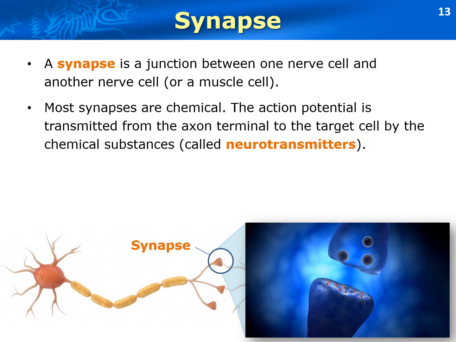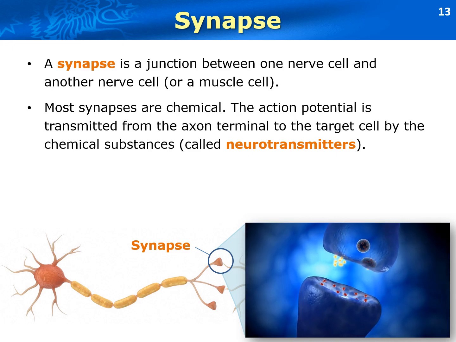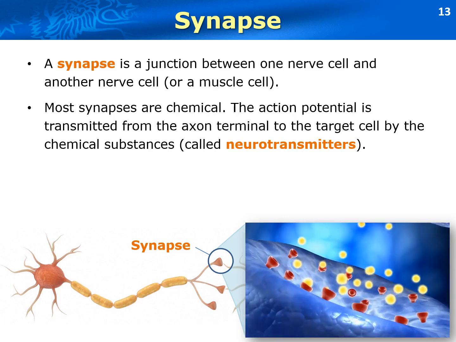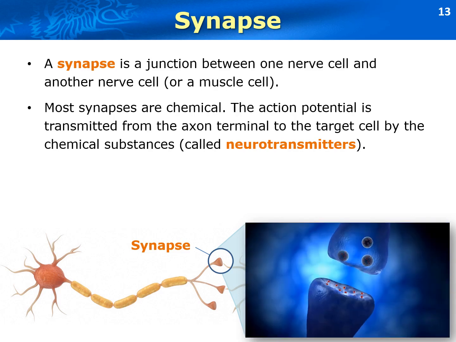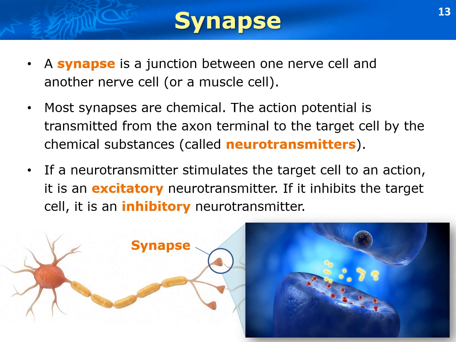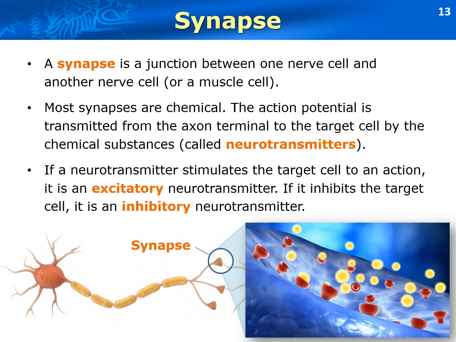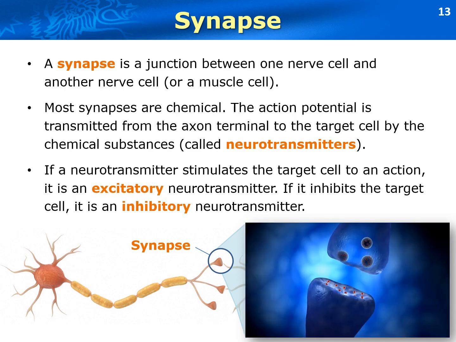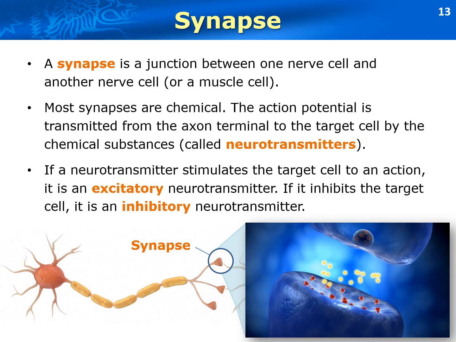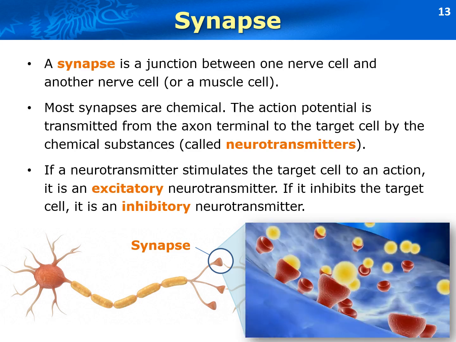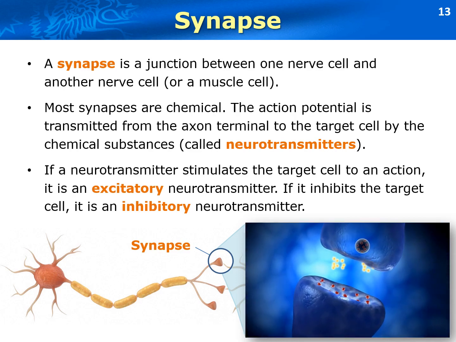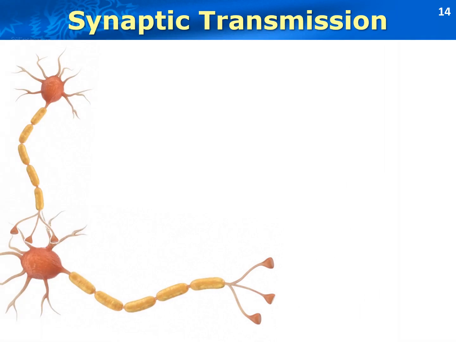They are neurotransmitters. There are two types of neurotransmitters, excitatory and inhibitory. If a neurotransmitter stimulates the target cell to an action, it is an excitatory neurotransmitter. In contrast, if it inhibits the target cell, it is an inhibitory neurotransmitter. Next, we are going to look at the details of synaptic transmission.